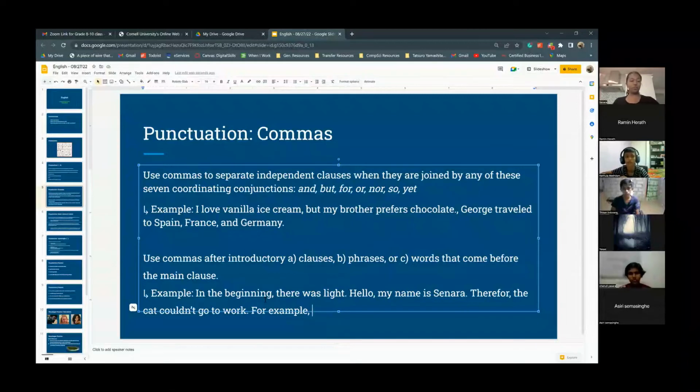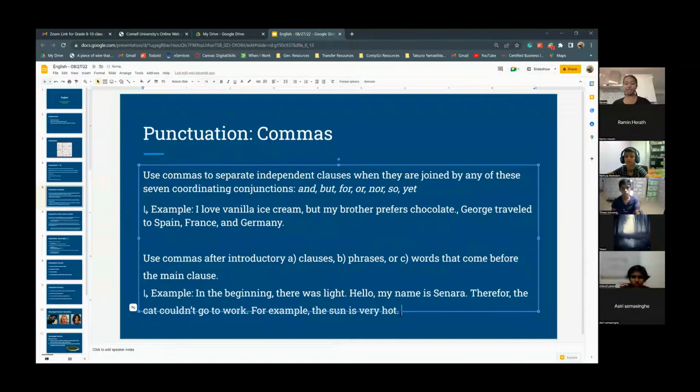And then we also have for example. For example shows that we are giving an example to the sentence that came before it. So for example, the sun is very hot. A sentence before that could be, stars are made of gas and they are very hot. For example, the sun is very hot.